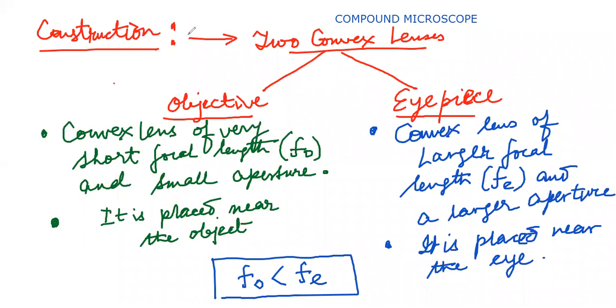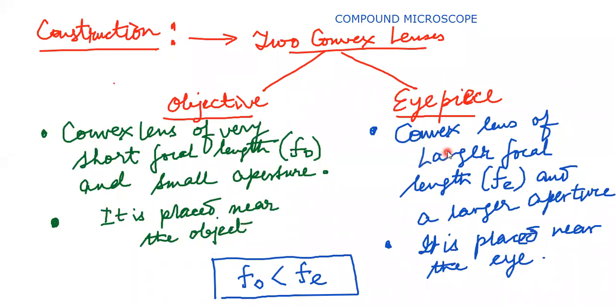Okay. Hello. So today we are starting with the compound microscope, the proof of the compound microscope. If we look into the construction of a compound microscope, it consists of two convex lenses. One of the convex lenses is called the objective and the other is called the eyepiece. The objective convex lens has a very short focal length and a very small aperture, and it is placed near the object, so it is called the objective lens.